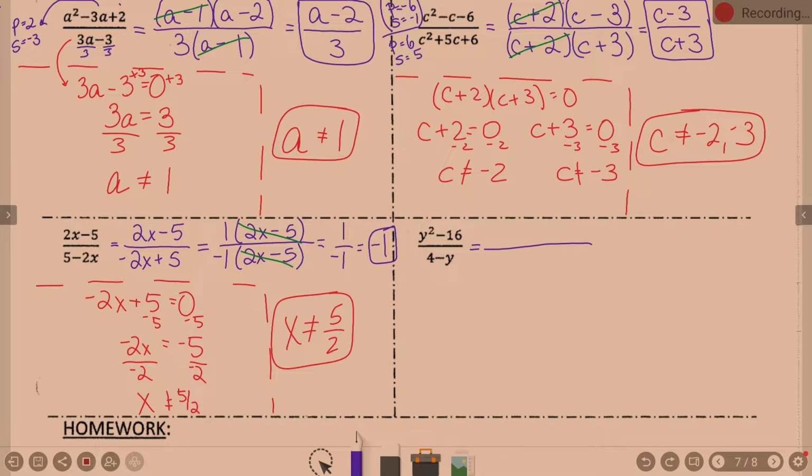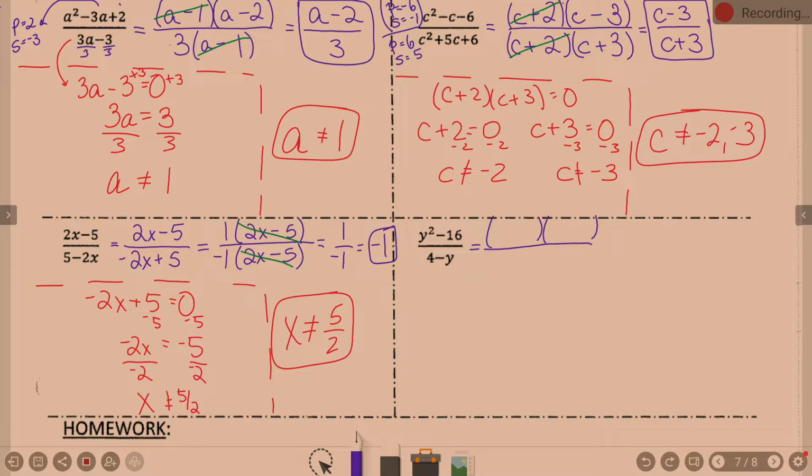What you have to get in the habit of noticing, y squared is what I would call a perfect square. I can take the square root of it. 16 is a perfect square. I can take the square root of it, right? And there's a subtraction sign in the middle. So this is the difference of squares, and it can be factored into 2 parentheses.